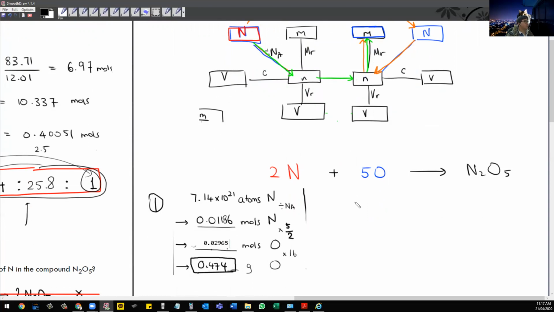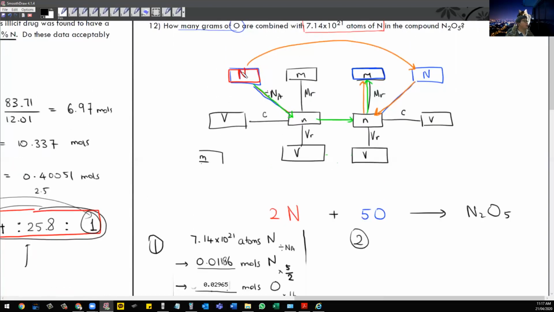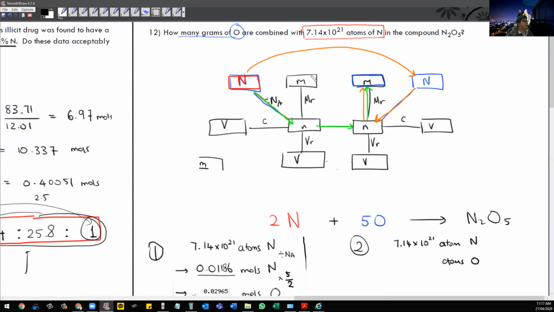So we'll talk about number 2. We have 7.14 times 10 to the power of 21 atoms of nitrogen. Then how many atoms of oxygen must be there? The ratio still applies. If you're ever going from this side to the other side, you have to apply that pair conversion method. So going from there to there is times by how much? 5 and 2, right? So you got to do also 5 and 2.